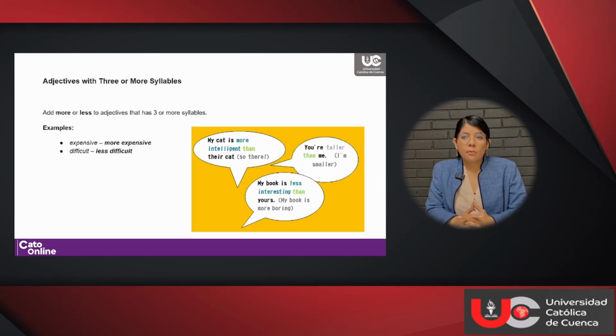And for three syllables or more, you can add more or less before the adjectives that have three or more syllables. This is going to happen all the time. Examples: more expensive, less difficult. My cat is more intelligent than their cat. You're taller than me. My book is less interesting than yours. All of these are ways in which we can use comparative adjectives in sentences to compare qualities.